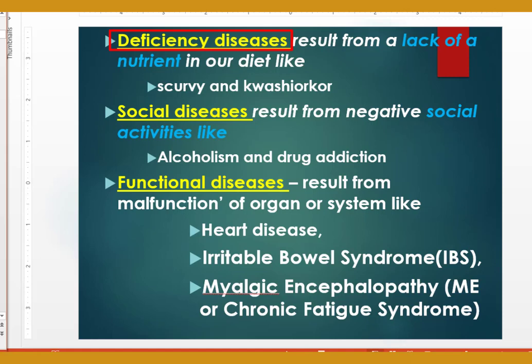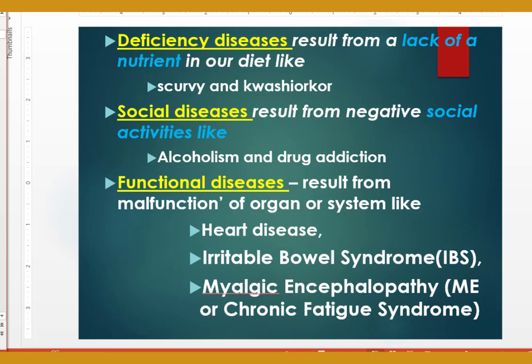The sixth type of disease is social disease. Social disease is a condition that results from negative social activities and negative personal thoughts, and this might result in socially unacceptable behavior. This disease mostly happens due to alcoholism and drug addiction. This alcoholism and drug addiction gradually lead the person to perform solitary behavior.